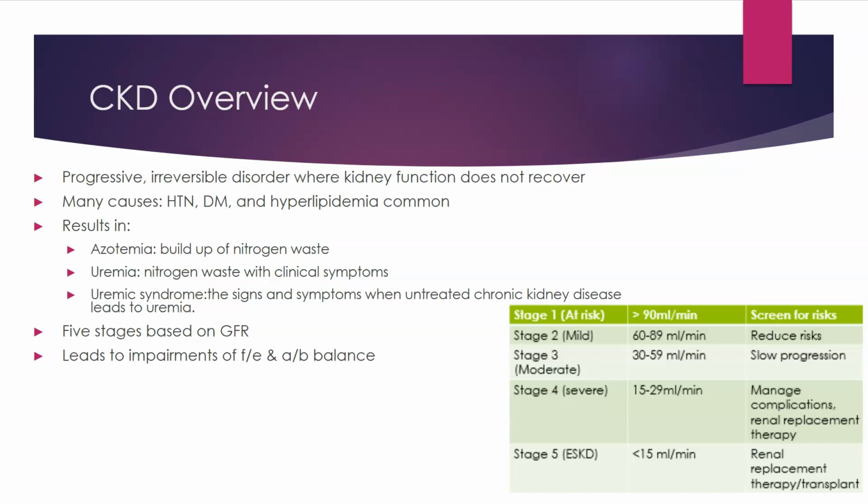With chronic kidney disease, there's some damage to the kidney and it doesn't recover. Lots of causes for this, including hypertension, diabetes mellitus, and hyperlipidemia. This results in a building up of waste products, and so azotemia, uremia, and uremic syndrome all count for this. There are different stages for this, and different groups will arrange this differently, but you can see how it's based on glomerular flow rate and what kind of volume you're putting out.